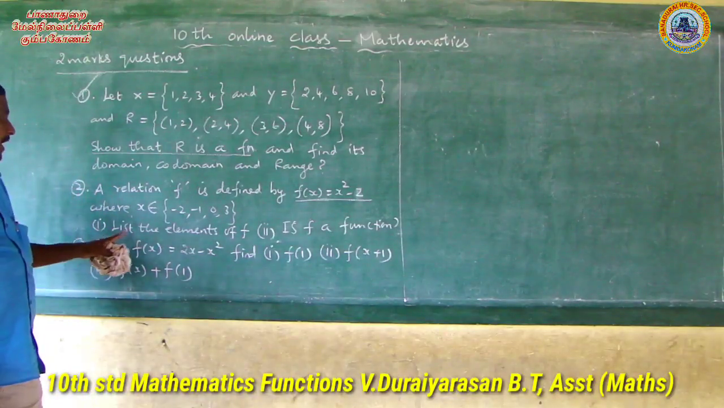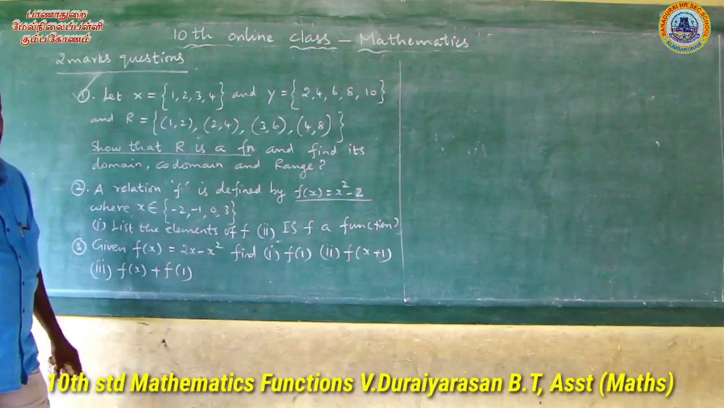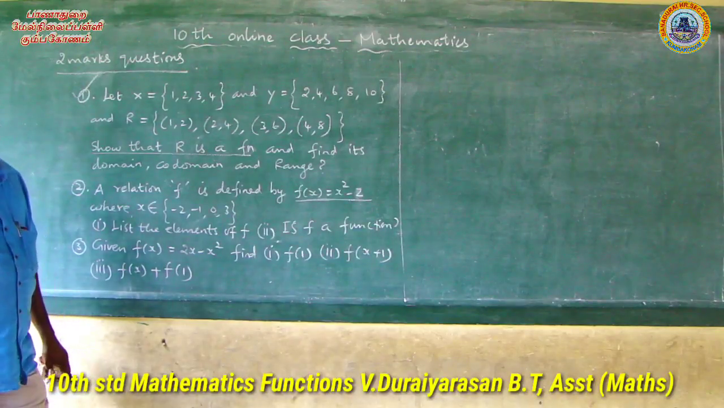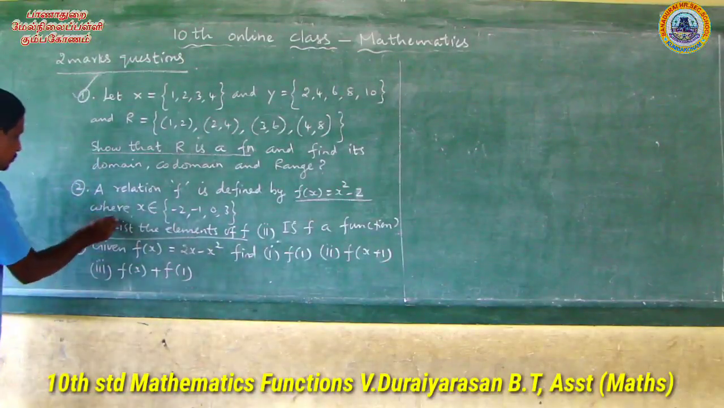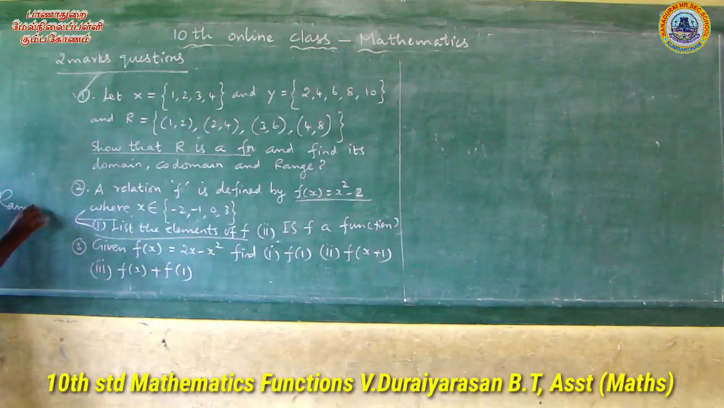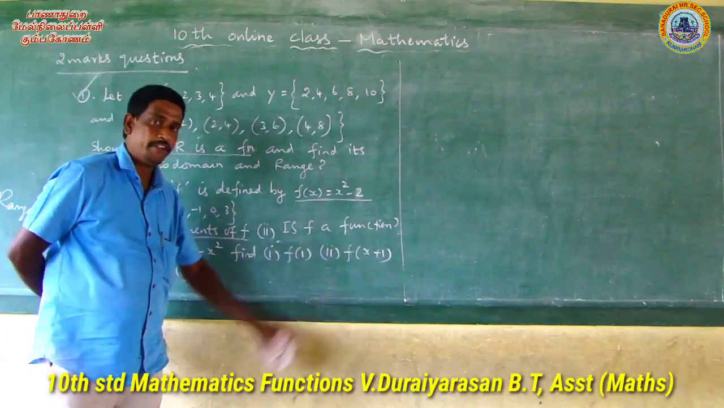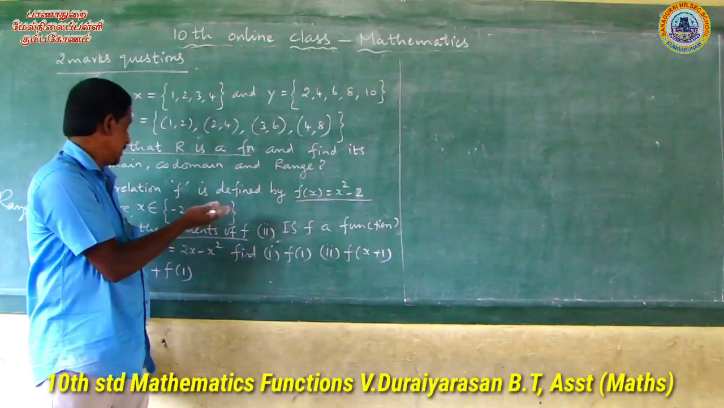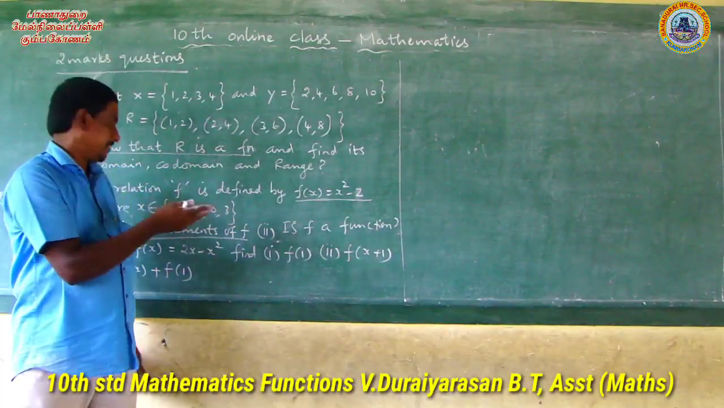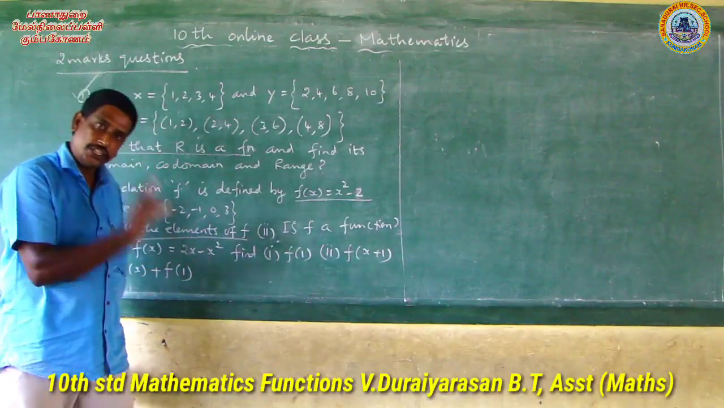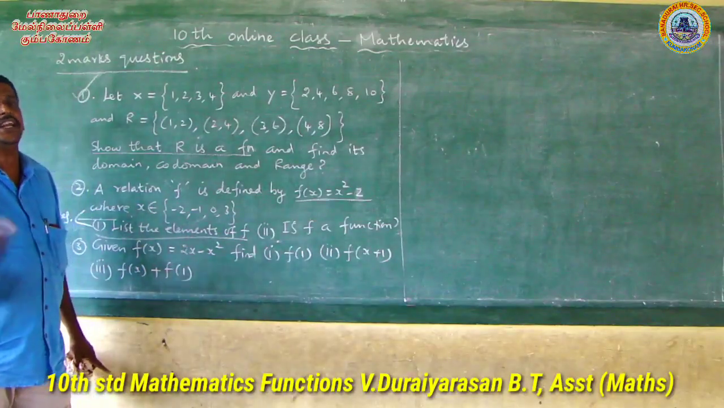What is the first question? List the elements of f. What are the elements of f? f means range values. List the elements of f means range values. The second question: is f a function? Check whether the given f satisfies the function statement. If so, it is a function. Otherwise, it is not a function.